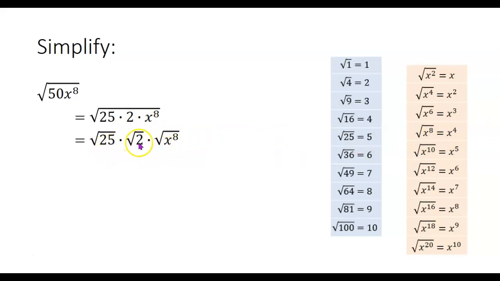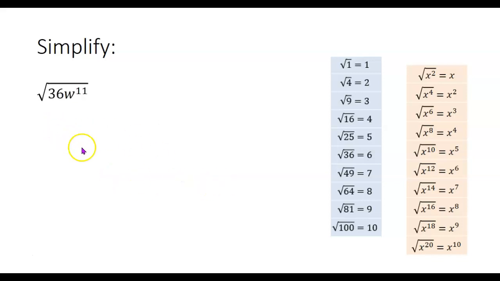So when we break it up into the individual square roots, we have the square root of 25, which is 5. We have the square root of x to the 8th, which is x to the 4th power. And we have the square root of 2, which has to stay just the square root of 2. So we end up with 5x to the 4th times the square root of 2.